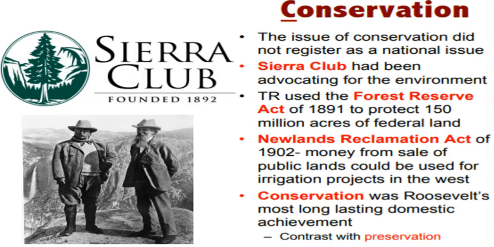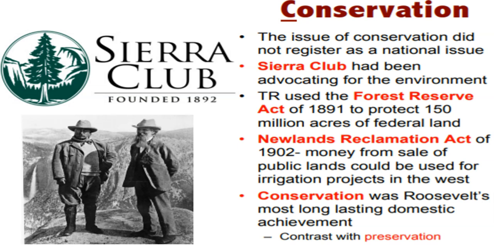Conservation, the third C for Theodore Roosevelt. The issue of conservation did not register yet as a national issue. The Sierra Club had been advocating for the environment. Theodore Roosevelt used the Forest Reserve Act of 1891 to protect 150 million acres of land.